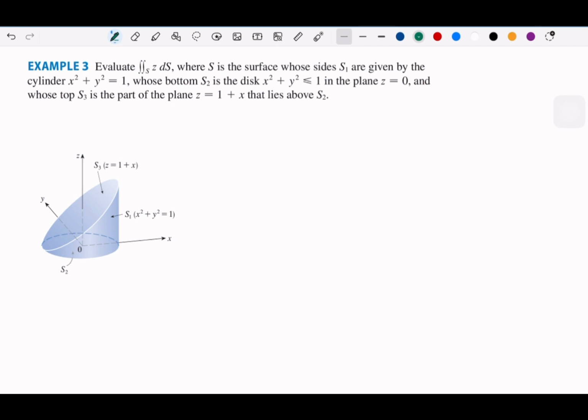And then we would like to know the surface integral of z dS, where S is S1, which is the cylinder x squared plus y squared equal 1, and the bottom S2, x squared plus y squared less than or equal to 1, the projection, and the top will be z equals 1 plus x.